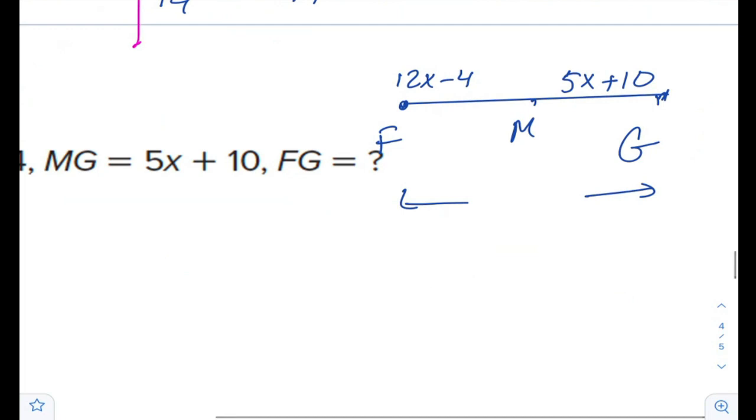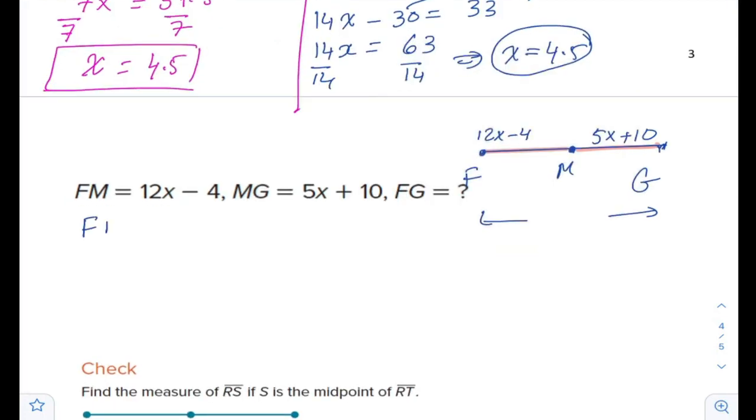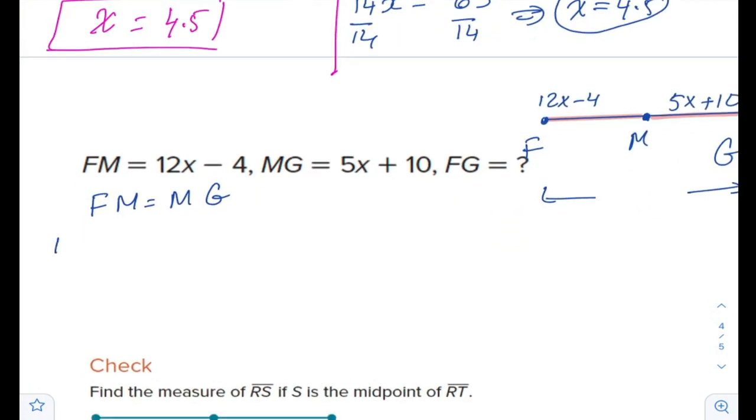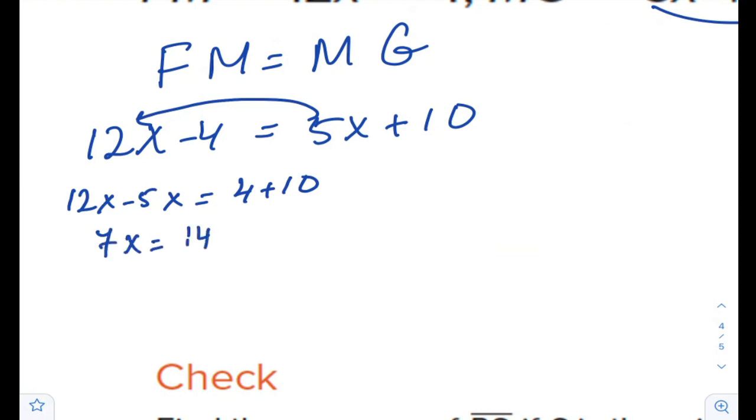Since it was mentioned that M is the midpoint, that means this segment is equal in measure to that. They are congruent to each other. So we can say FM is equal to MG, and we will replace by the given information. MG is this one, and we will solve. 12x minus 5x is equal to 4 plus 10. So 7x is 14, divided by 7. So x is 2.